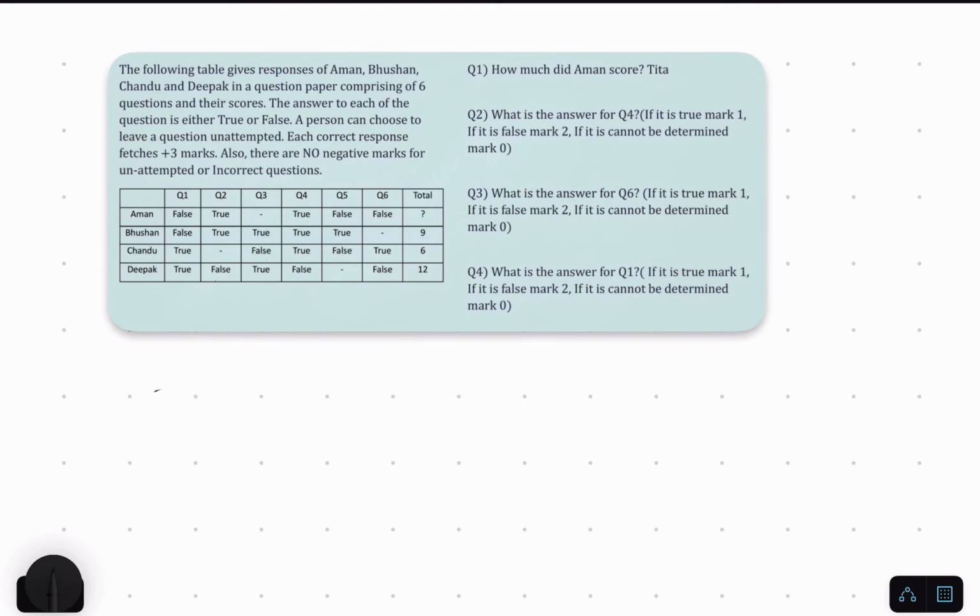Okay, so let's go through this set. The following table gives the responses of these four people. The answer to each question is either true or false. A person can either choose to leave a question or attempt it. Each person gets 3 marks for a correct answer. Also, there are no negative marks for unattempted or incorrect questions. So the marking scheme is +3 and 0.